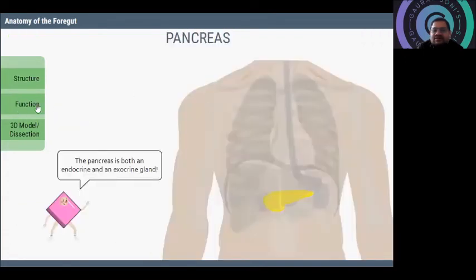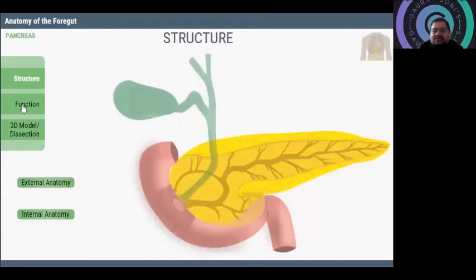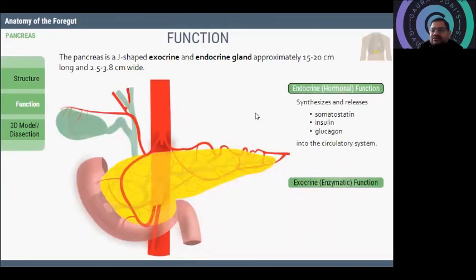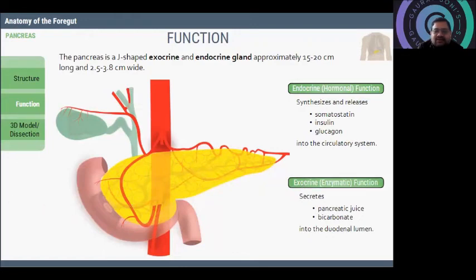It has two functions. Endocrine function: it secretes somatostatin, insulin, and glucagon into the circulatory system. Exocrine function: it secretes pancreatic juice, which contains different types of enzymes along with bicarbonate, into the duodenal lumen.